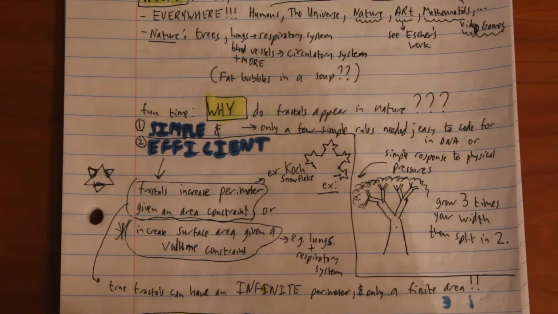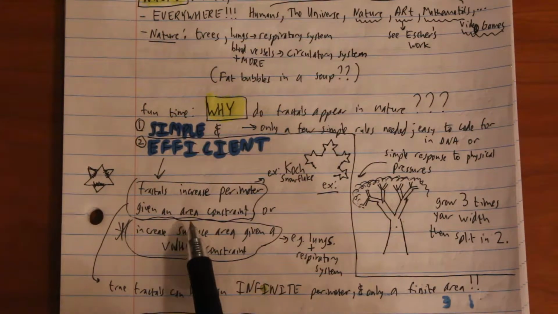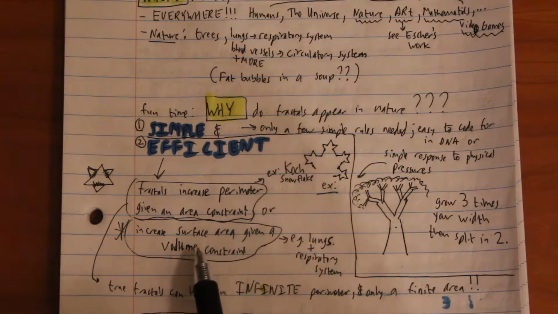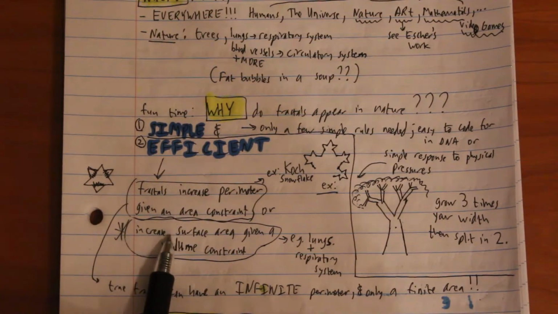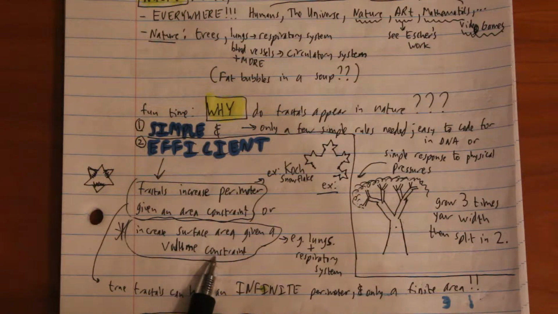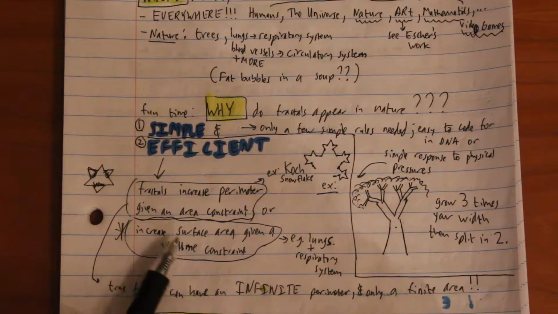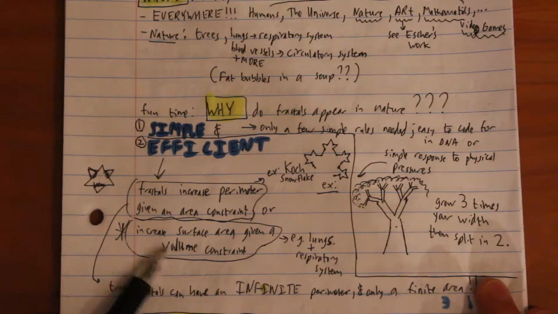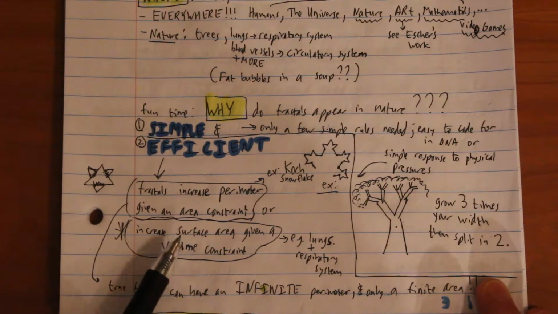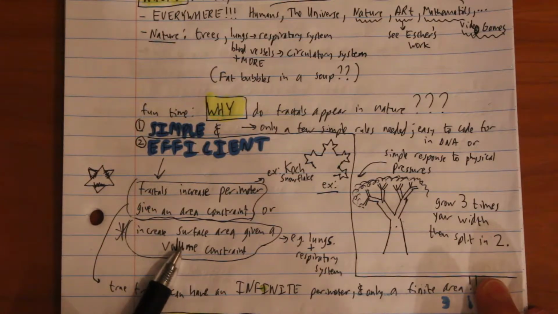Now this is really the cool one. Here's 2 things. Fractals allow you to increase your perimeter given an area constraint, or increase your surface area given a volume constraint. So think of this as 1D given a 2D, or 2D given a 3D constraint, depending on your scenario. For a lot of these examples, like the circulatory system that I've mentioned, we'll be referring to this second one, the surface area and volume case.